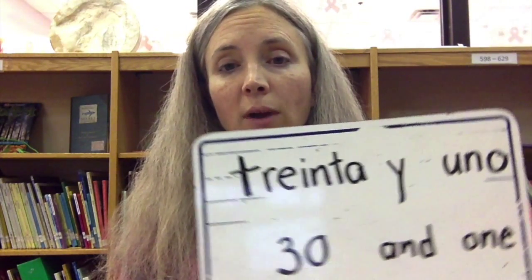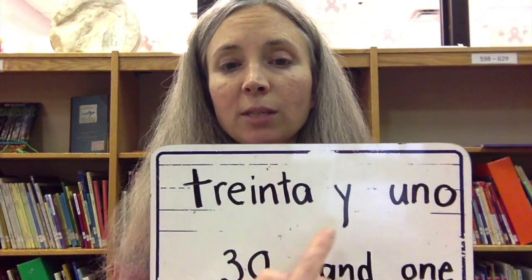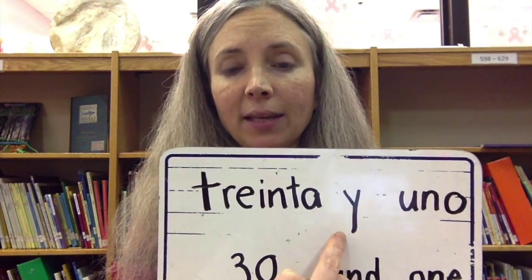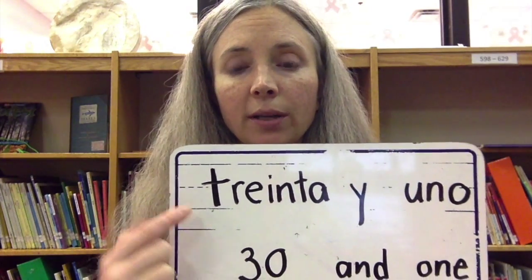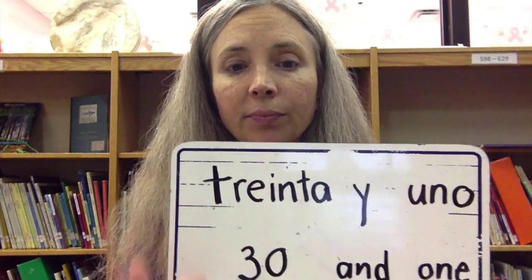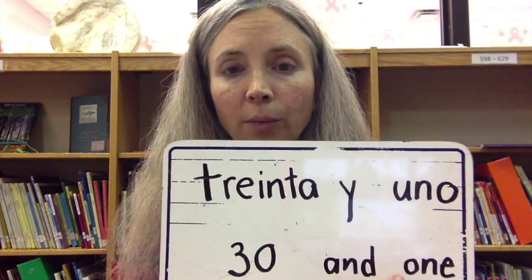Works the same way in the 20s and the 30s. When we start getting to the 30s, we spell the "and" with a Y, which is the regular way to spell "and" in Spanish. So we've got treinta y uno, 30 and 1. Treinta y uno.